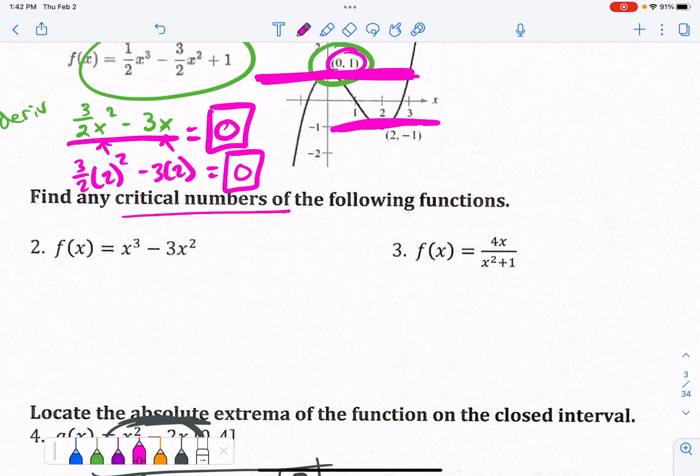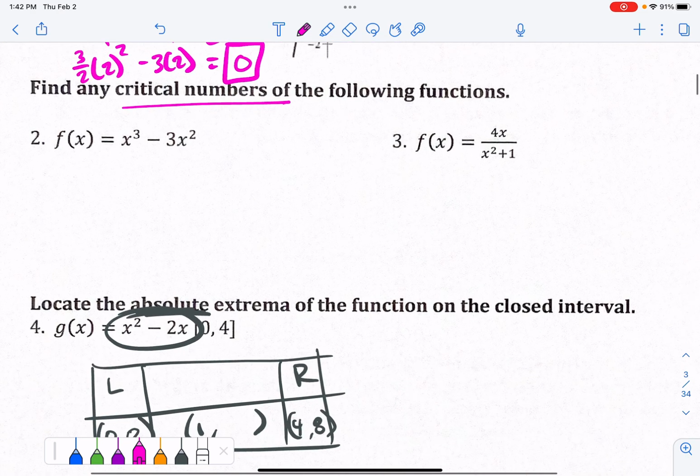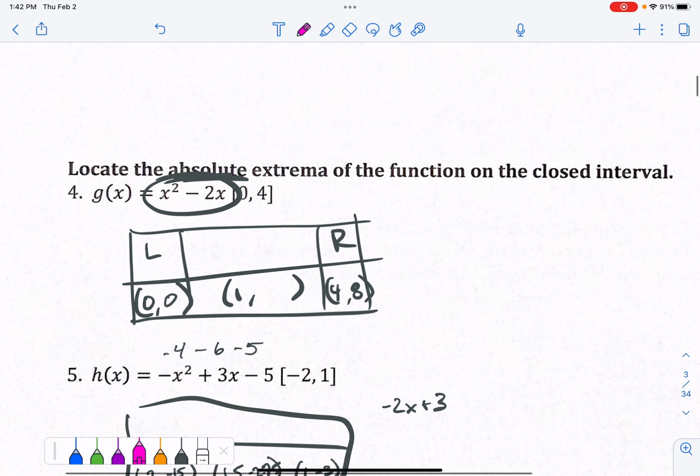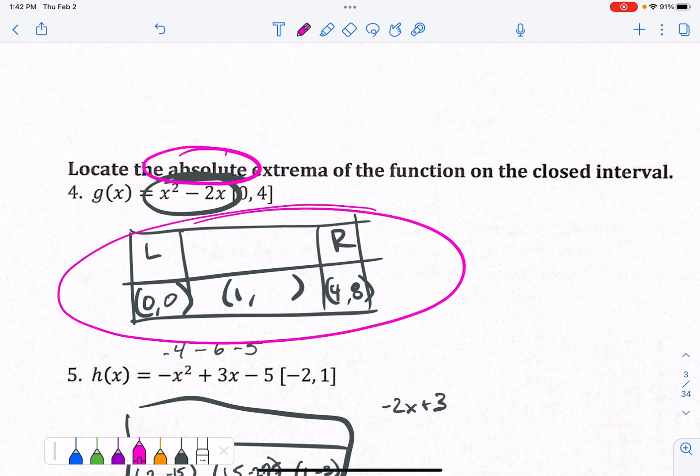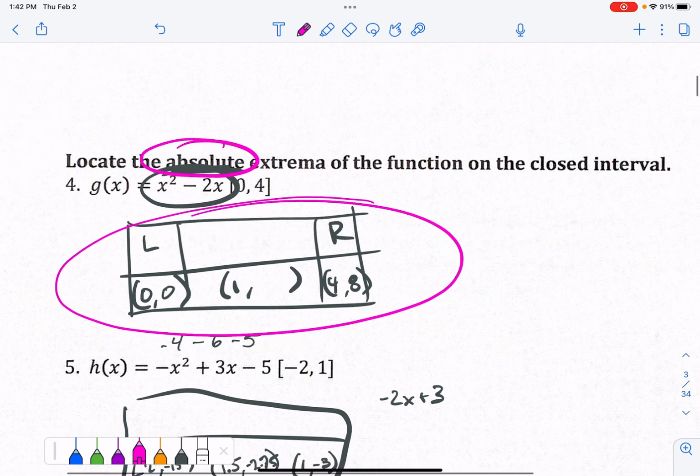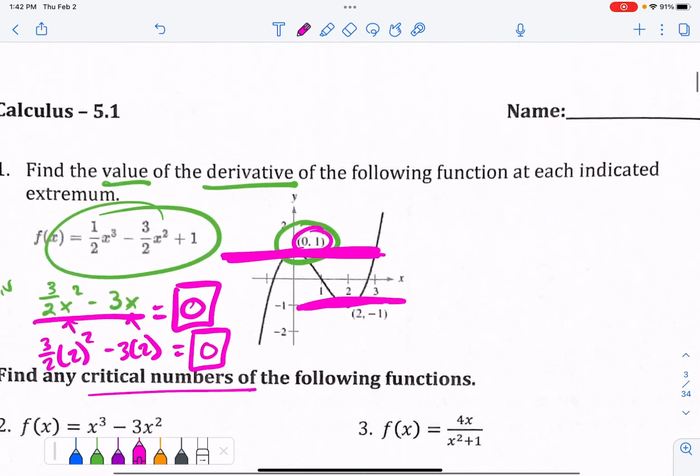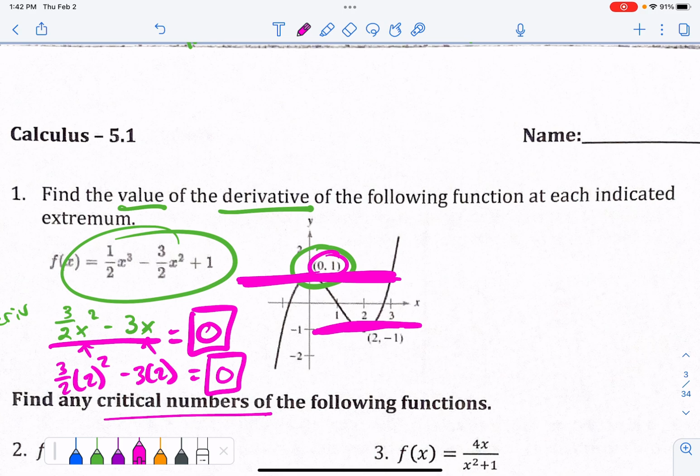To find the critical number, set the derivative equal to 0. For absolute extrema, I would do the little box thing for number 4 and number 5. Do your boxes for the last ones, 4 through 7.